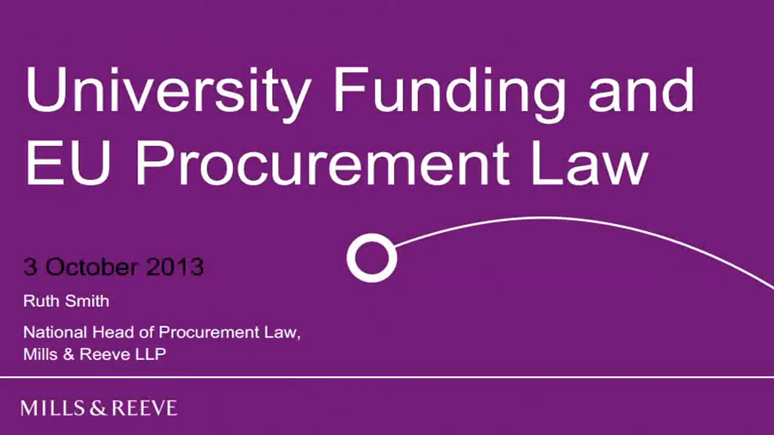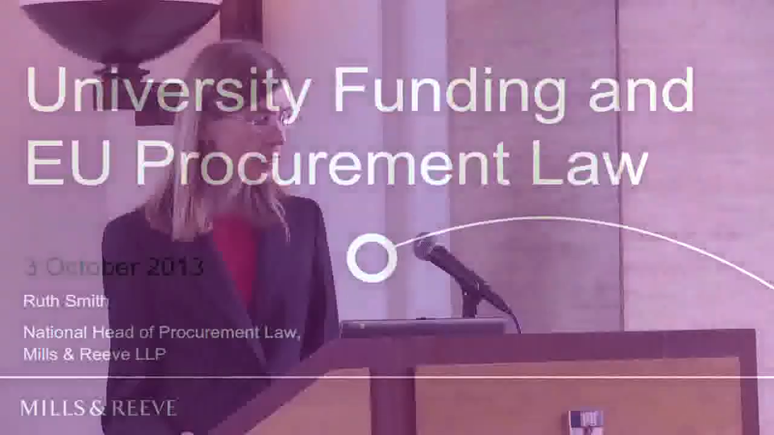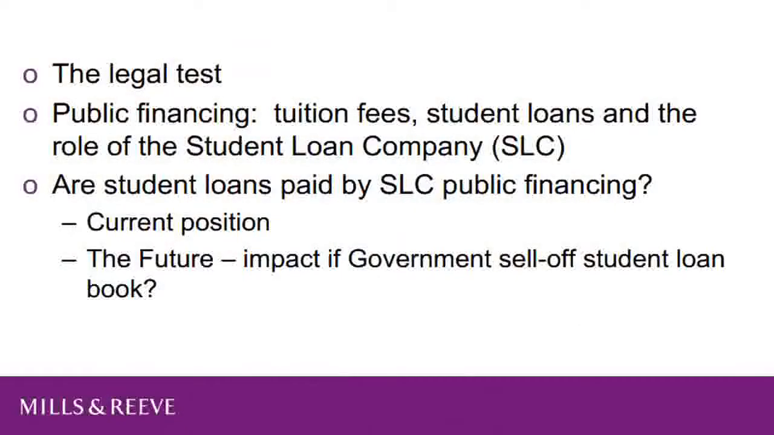So, just to summarise what I'm going to talk about, it's first of all looking at the legal test. What's the legal test that determines whether or not a university is or isn't subject to the procurement rules? And that's whether or not you're regarded as a contracting authority. Then I'm going to have a look at the impact on that test in relation to financing and what is regarded as public financing and therefore would be considered for the purpose of the test. And then look at the position now and also look ahead at some what-if scenarios, including things like the sell-off of the student loan book or privatisation of the student loan company.